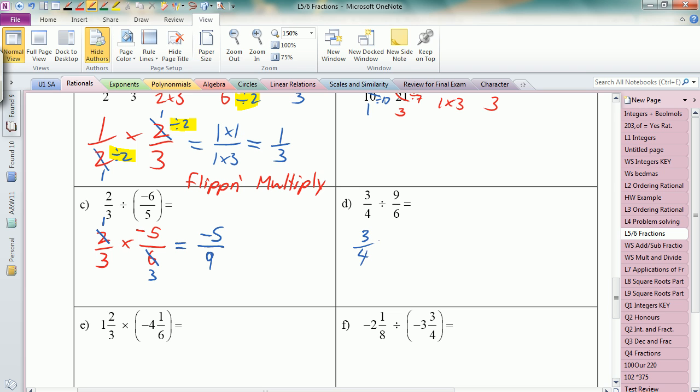Do we change the 3 over 4? Never. Never flip the first fraction. Always, it's the second fraction that flips. All right. So times what? You're right, 6 over 9.